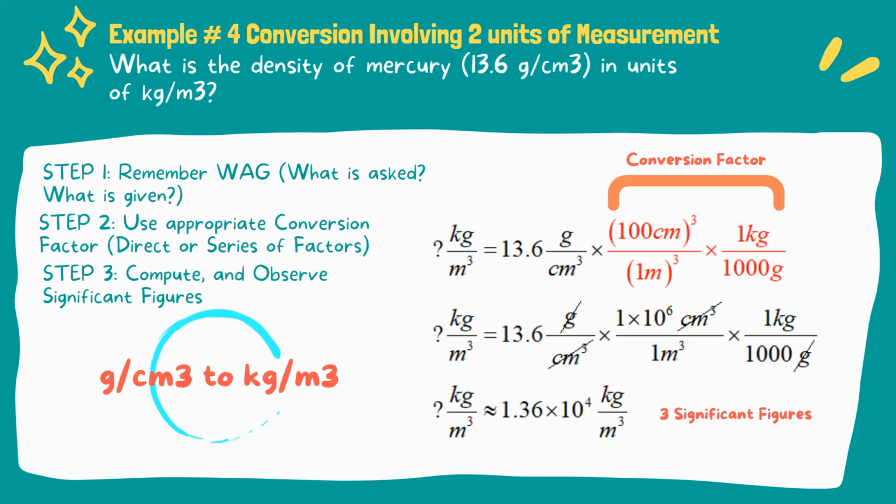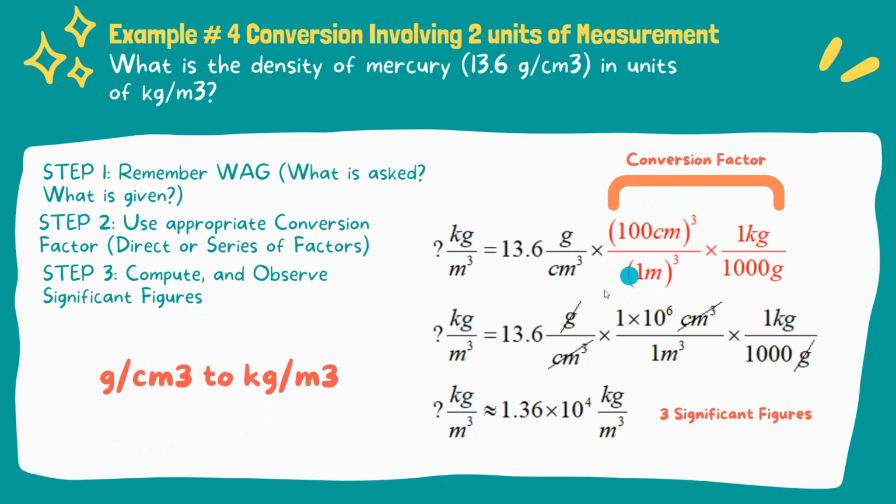Step 2, ano nga ba yung appropriate conversion factors na gagamitin natin? So, since we have grams per cubic centimeter yung given, pili muna tayo. Either magsisimula tayo sa grams or magsisimula tayo sa cubic centimeter. So, in this case, inuna natin yung cubic centimeter. So, just like in example number 3, we used first the conversion of 1 meter to centimeter and then cube the denominator and the numerator to get the cubic centimeter.